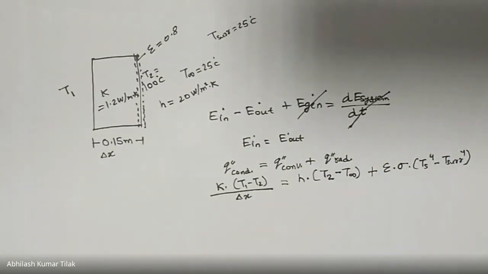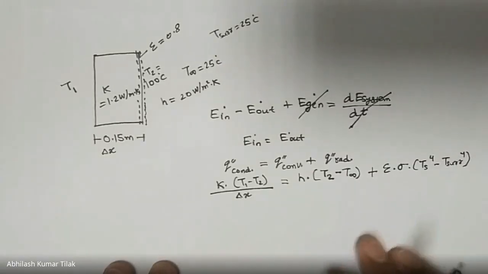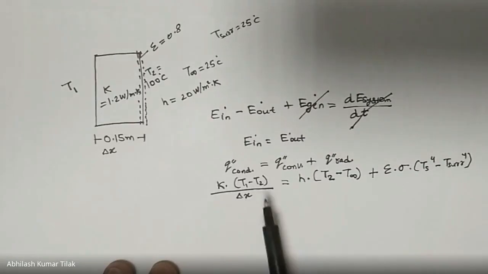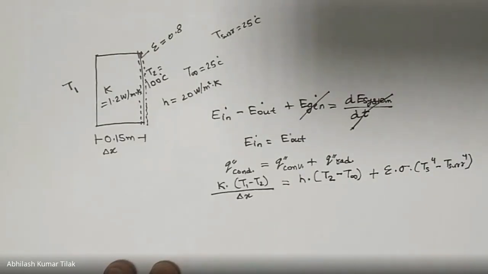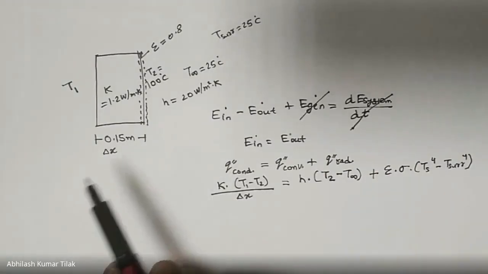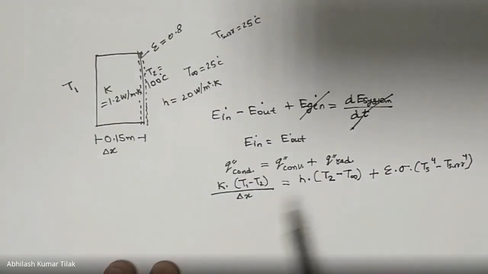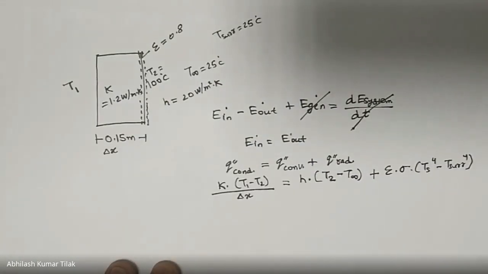Now, if the surface area was different, if the area normal to the direction of heat transfer would have been different, then in that case you could have written the energy input and energy output with those area terms. But since here As is equal to the area normal to the direction of heat transfer, you can just cancel it out. I hope now it is clear to all.